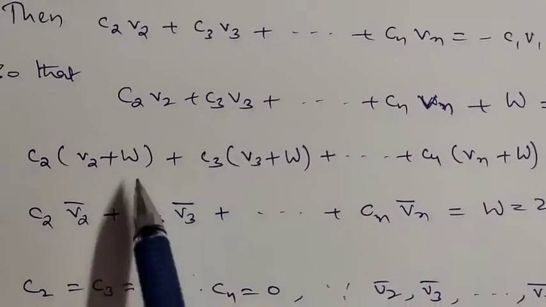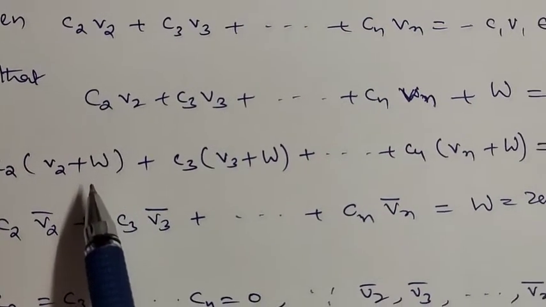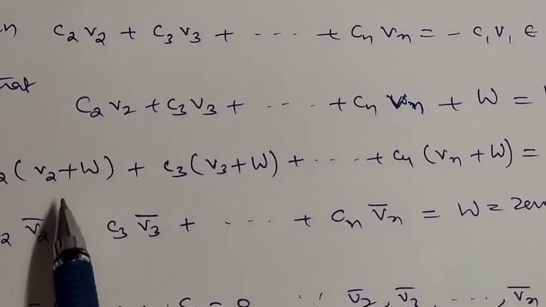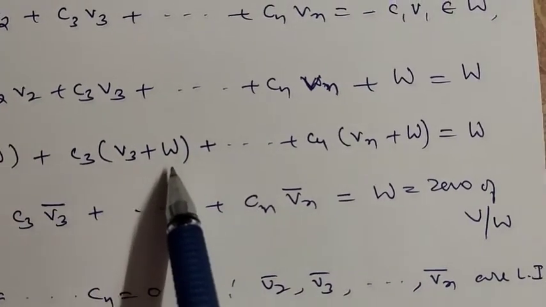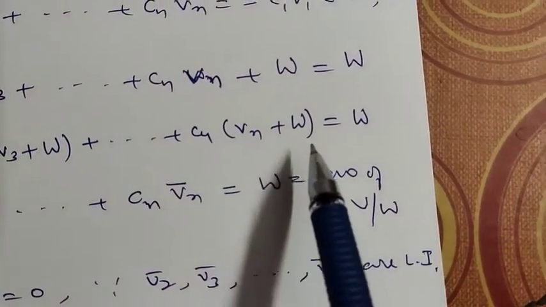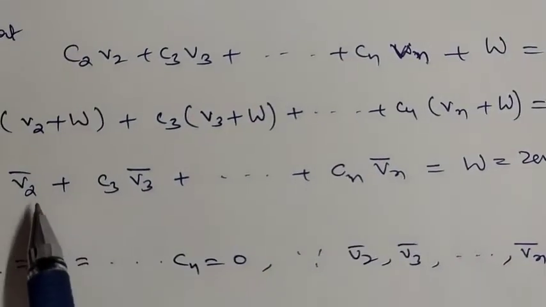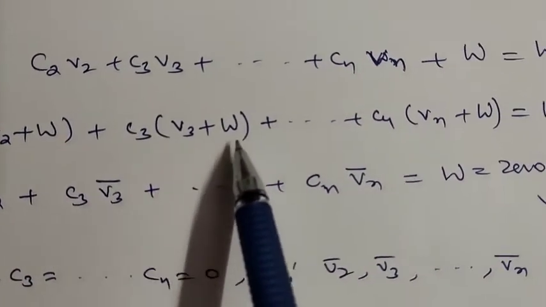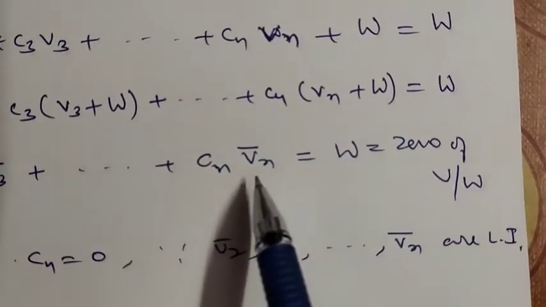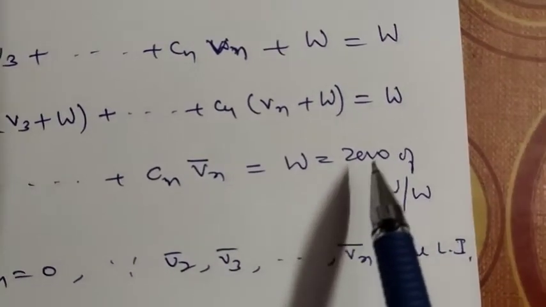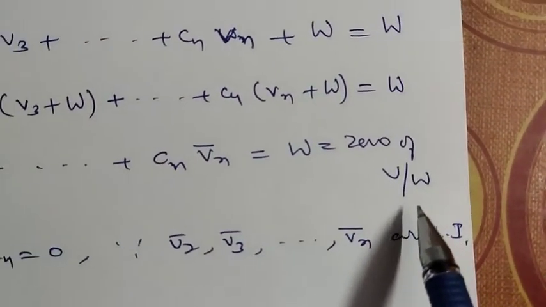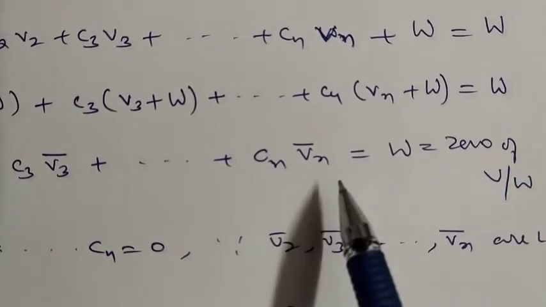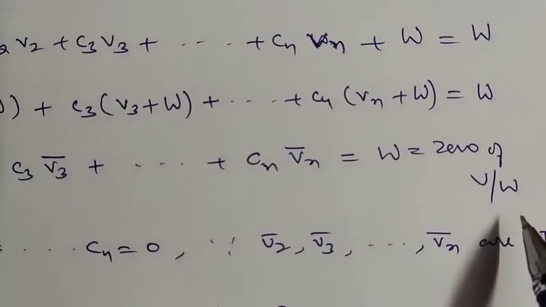So this implies, by definition of a sum of elements in a coset or the quotient space, we can write this as c2 into (v2 plus W) plus c3 into (v3 plus W), and so on, cn into (vn plus W) is equal to W. This implies c2 into (v2 plus W), which is v2 bar, plus c3 into (v3 plus W), which can be written as v3 bar, and so on, cn vn bar, is equal to W, which is the zero element of V bar. Now, c2 v2 bar, c3 v3 bar, etc., cn vn bar is equal to W, the zero element of V bar.